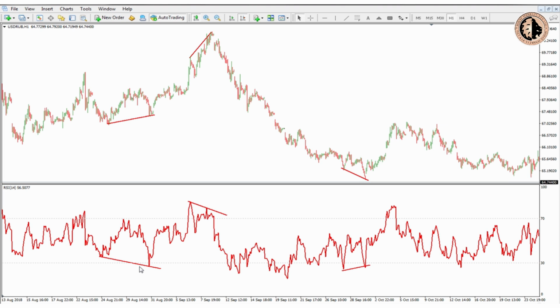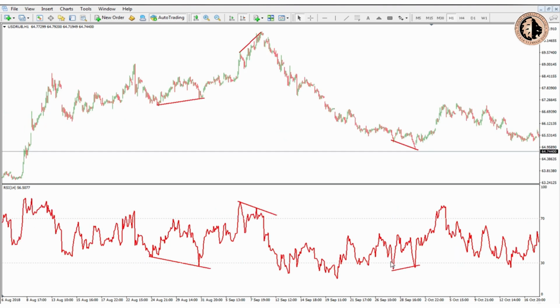The first one, that is regular divergence, is an indicator of trend reversal, while hidden divergence is an indicator of trend continuation. Well, that would be it.